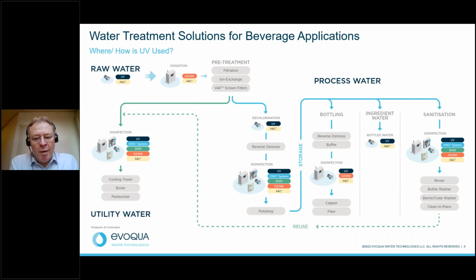UV will also be used post-filter or post-dechlorination, especially as these filtration steps can provide a breeding ground for microorganisms in themselves, even if regular sanitization takes place. So of course, using UV for dechlorination would not require a post-UV disinfection step after the dechlorination, because the UV for dechlorination would provide more than adequate dose for disinfection.